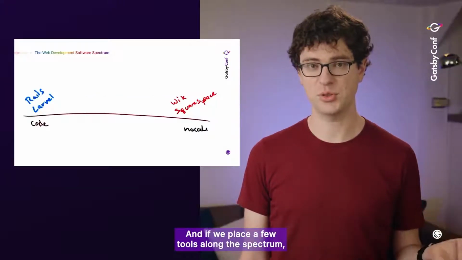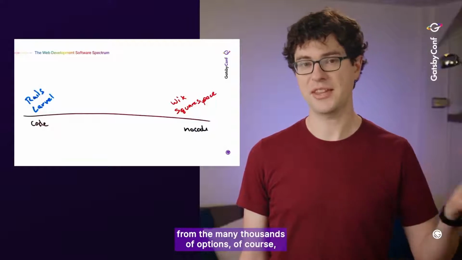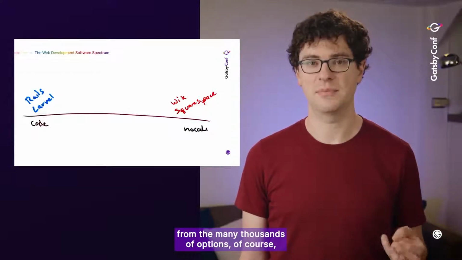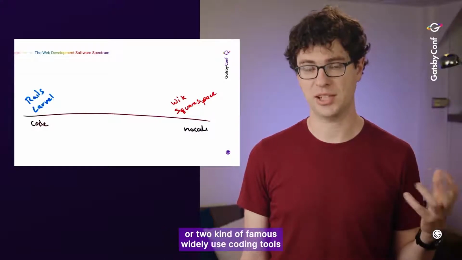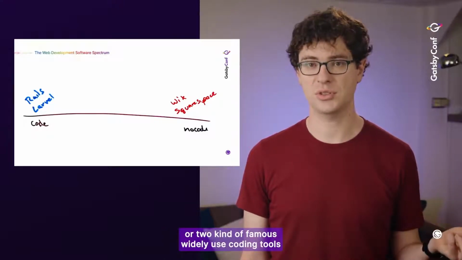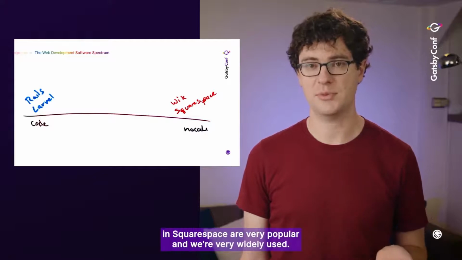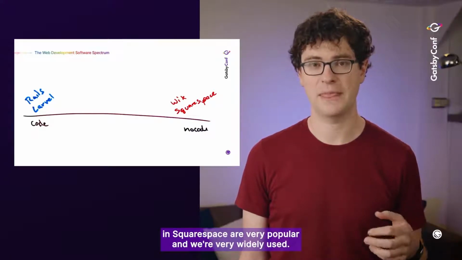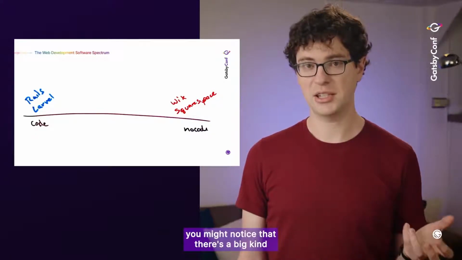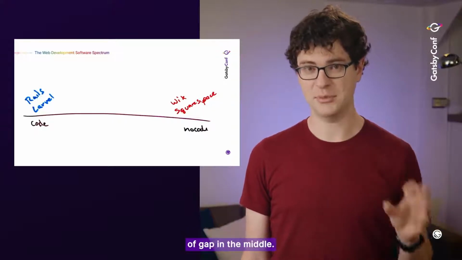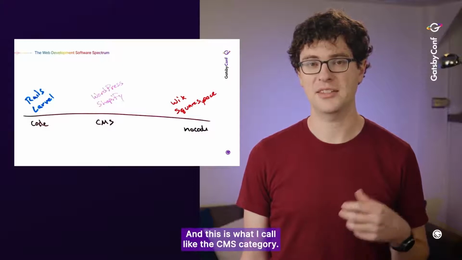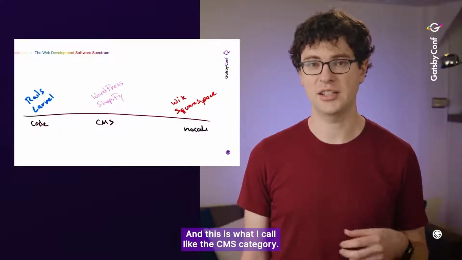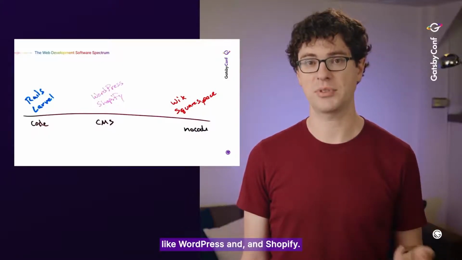And if we place a few tools along the spectrum, from the many thousands of options, of course, Rails and Laravel, from the PHP world, are two famous, widely used coding tools. And at the no code end, Wix and Squarespace are very popular and very widely used. But if you look at this chart, you might notice that there's a big gap in the middle. So what kind of tool would fit into that? This is what I call the CMS category. Popular tools would include WordPress and Shopify.